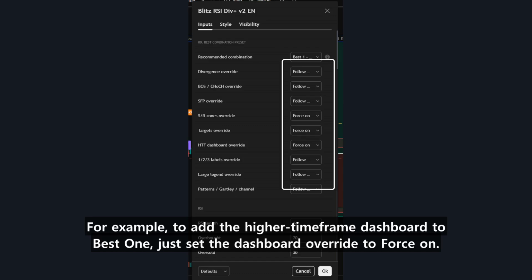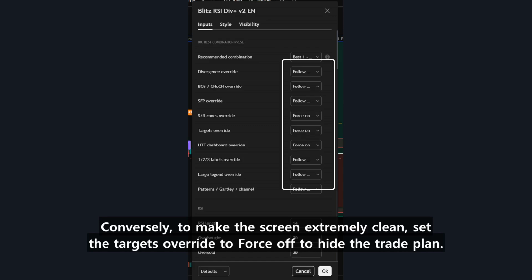For example, to add the higher time frame dashboard to Best 1, just set the dashboard override to force on. Conversely, to make the screen extremely clean, set the targets override to force off to hide the trade plan.